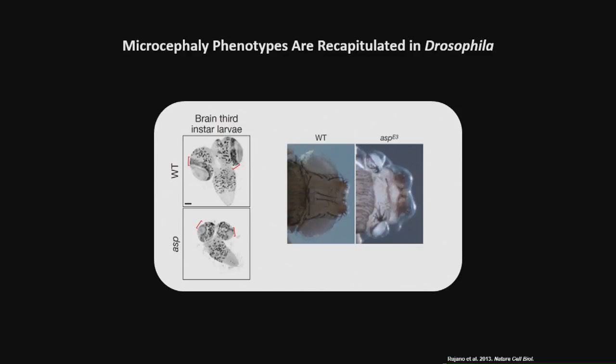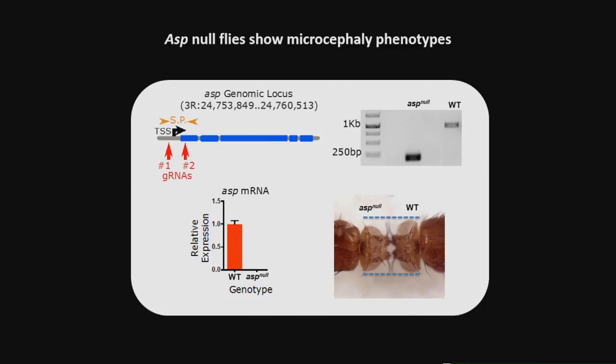And so to begin probing this connection with microcephaly, I generated some new tools of my own, and I took advantage of CRISPR technology in order to generate a clean null for Asp. And I did this essentially by wiping out the 5' end of this gene, generating this deletion. And this completely obliterated Asp mRNA expression as shown here. And then most importantly, this also recapitulated our microcephaly phenotype.